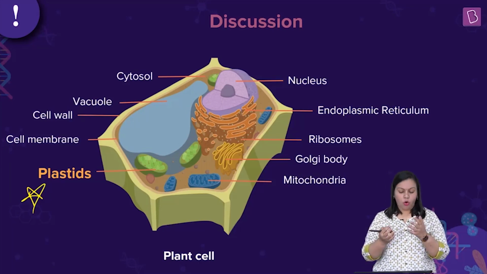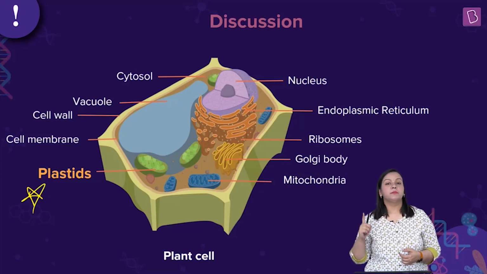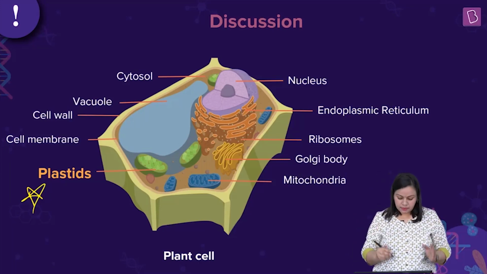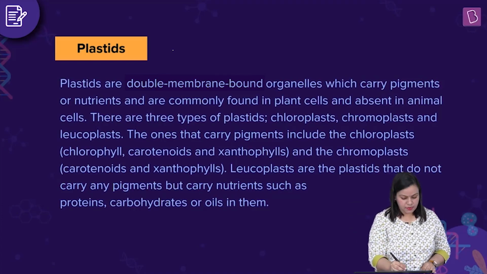All in all, for the question, plastids are going to be present in plant cells, but they are absent in the animal cells. Let me summarize everything related to this question for you. So the answer here is plastids.